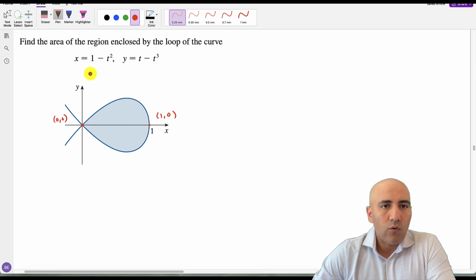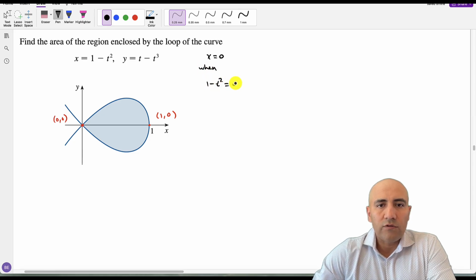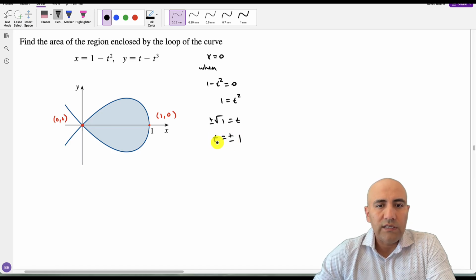So let's figure out what t values produce a 0 and what t value produces a 1. So let's work with x here and set it equal to 0. x equals 0 when 1 minus t squared equals 0. And so moving it over, we get 1 equals t squared. So taking the square root, plus or minus 1 equals t. So t equals plus or minus 1. So there are going to be 2 points when x will be equal to 0.